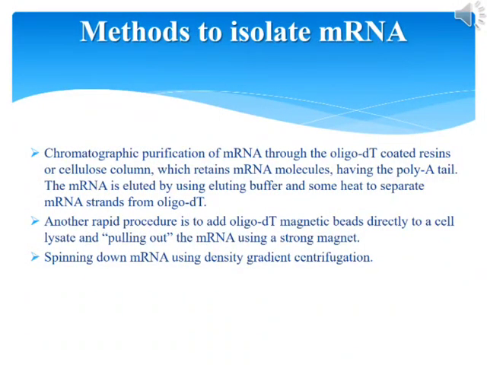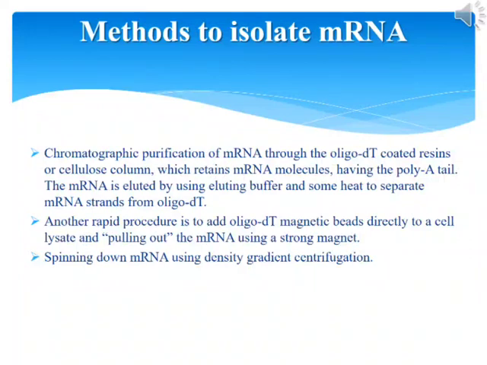Different methods can be used to isolate mRNA. The total RNA can be passed through an oligo-dT-coated resin or cellulose column, where only the mRNA having the poly A tail will bind and the rest of the RNAs will be eluted out. The mRNA can then be eluted by using elution buffer and some heat to separate the mRNA strand from oligo-dT.